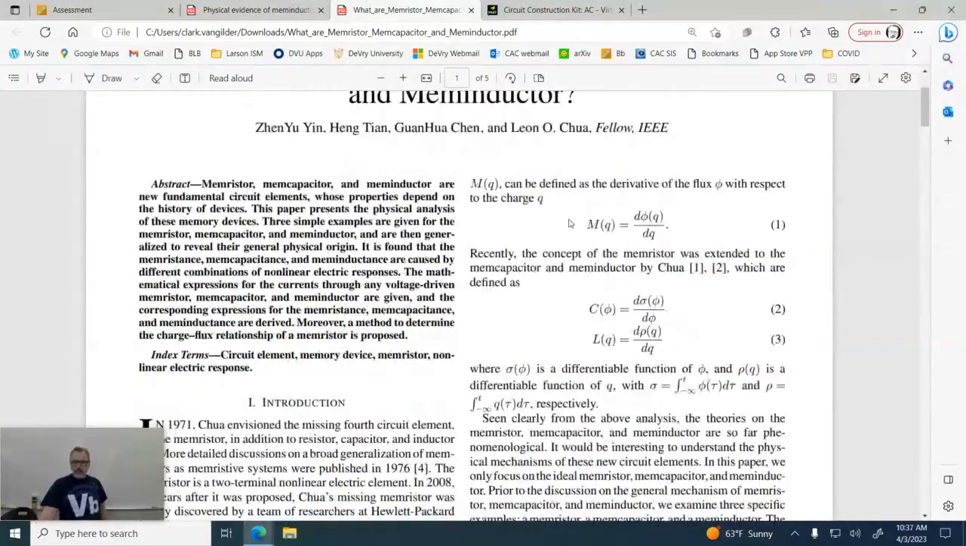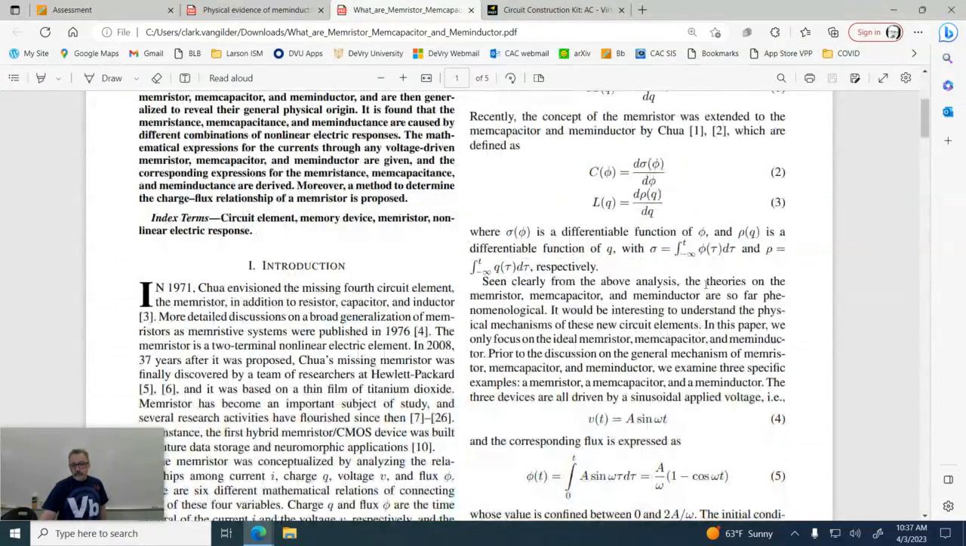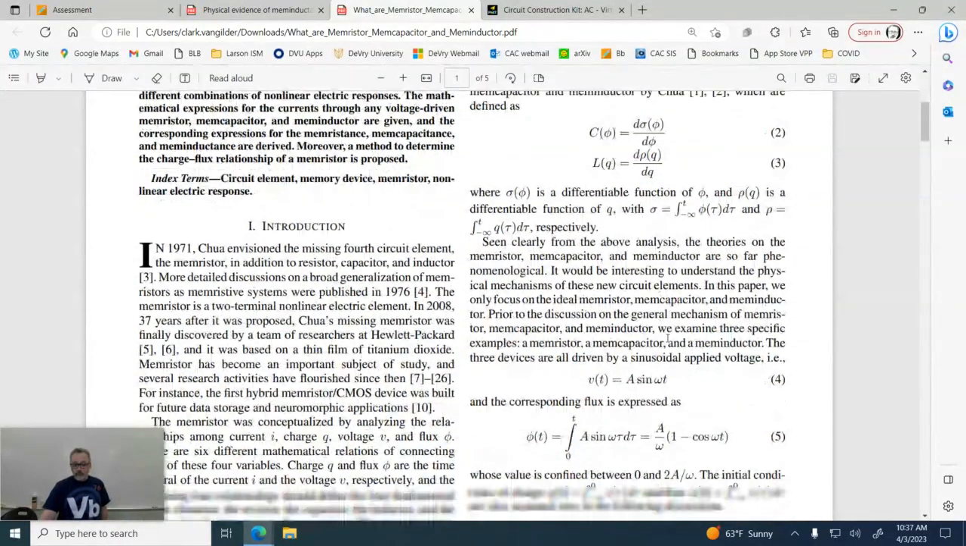But look right here. These things are defined mathematically. So this M of Q, being a charge, is the MEM whatever in general, the MEMosity, I'll call it. It probably has a better word than that. But they're defined, and these are just trivial differentials, differential equations, trivial ones, simple integrals.